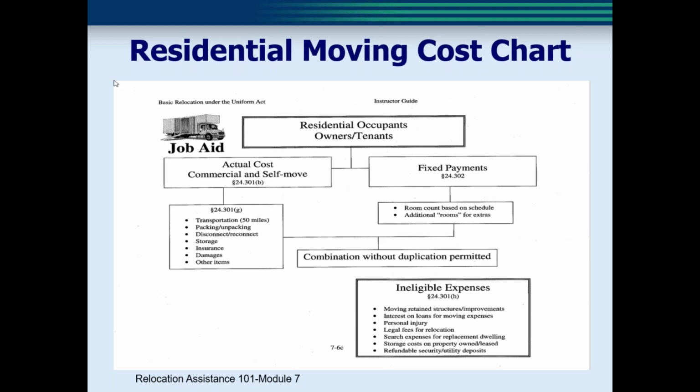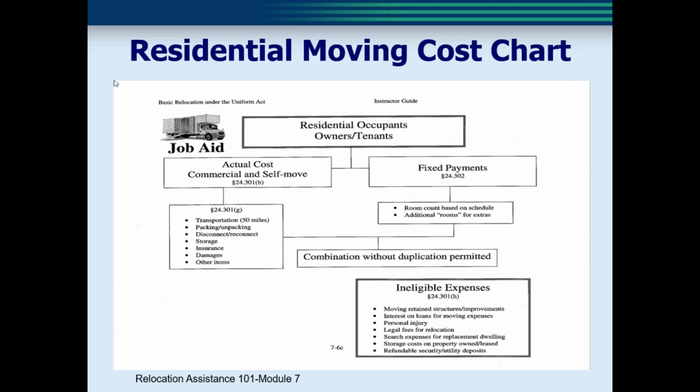So looking at our graphic of a residential move cost, we've discussed the commercial move, as well as the schedule move and the actual cost move. Federal regulations and the ODOT manual also provide the flexibility for residential occupants to combine these methods to move their personal property. I mentioned that a little earlier. They may want to do the fixed move schedule so they can put a lot of money in their pockets, but let's say they have a few things that are just too big and heavy. So they can do combination moves.